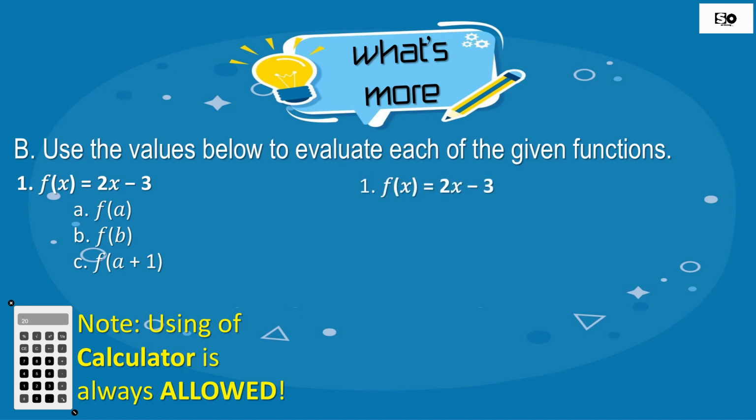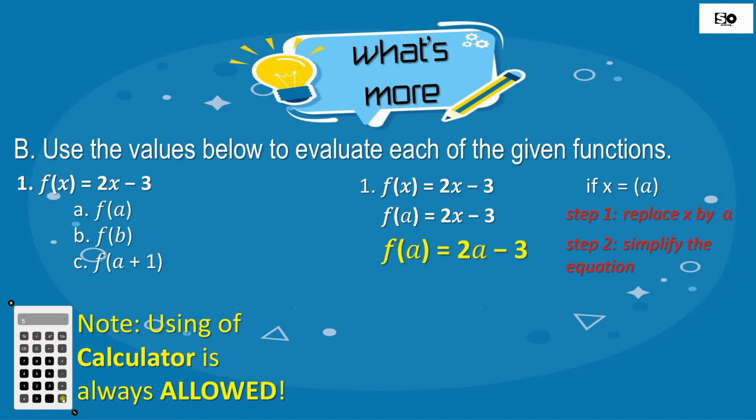Unahin na natin ang f of a. Step 1, replace natin lahat ng x by a. Step 2, simplify the equation. Ang final answer natin would be f of a equals 2a minus 3. Kung mapapansin nyo, hindi na natin siya kailangang i-simplify dahil sa pag-a-add ng mga terms with variable, kinakailangan na parehas sila ng variable. Dito sa example natin, 2a minus 3. Ang 3 ay wala namang variable, kaya we're going to write it down same as is. So, ang ating final answer would be f of a equals 2a minus 3.